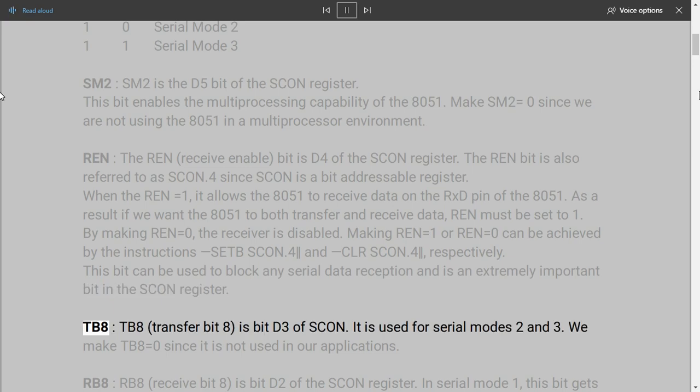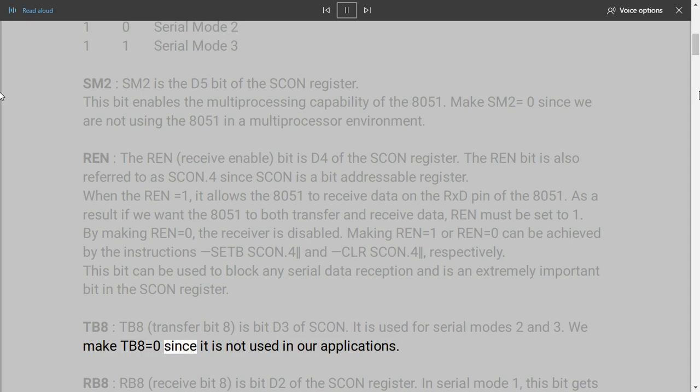TB8, transfer bit 8, is bit D3 of SCON. It is used for serial modes 2 and 3. We make TB8 equal to 0 since it is not used in our applications.